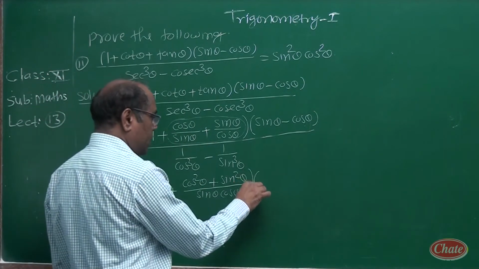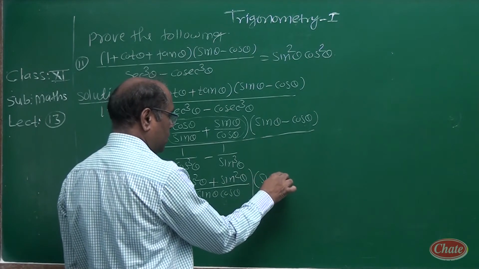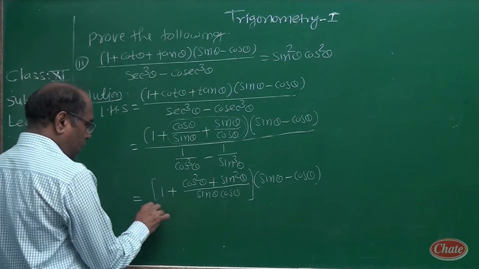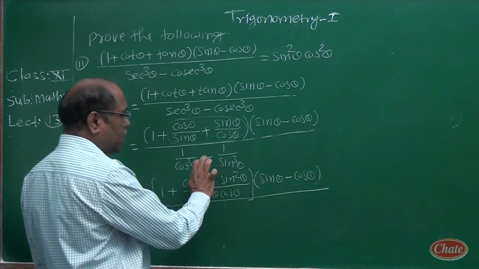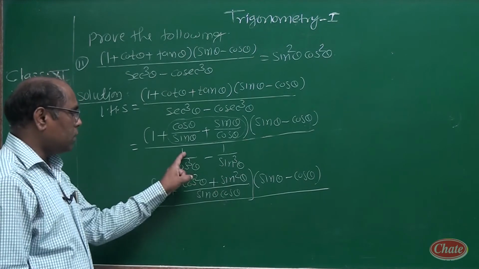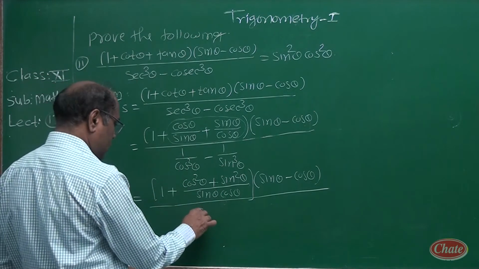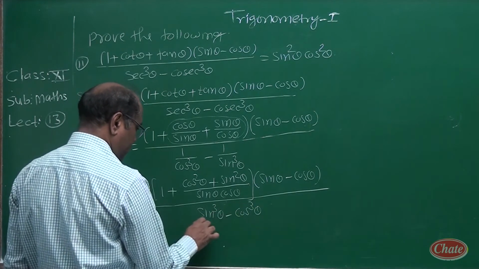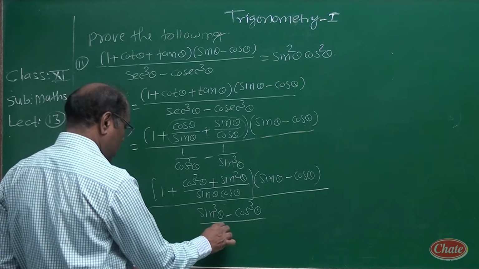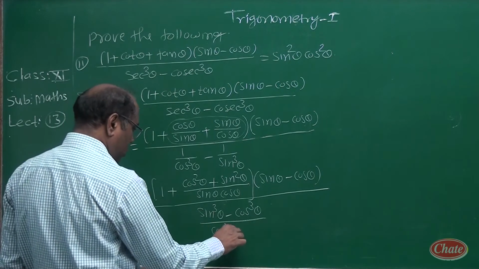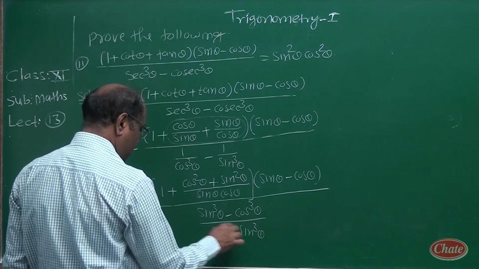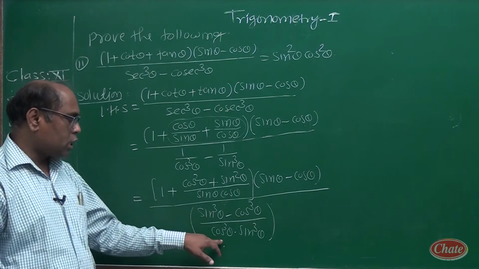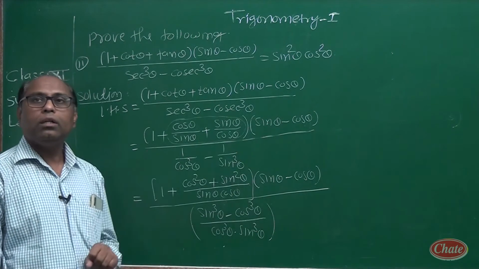Now this bracket as it is, sin theta minus cos theta, whole divided by, now take the cross multiplication in the denominator. So what we get? Sin cube theta minus cos cube theta divided by cos cube theta into sin cube theta. Now here this denominator of the denominator, cos cube theta sin cube theta, goes in the numerator.